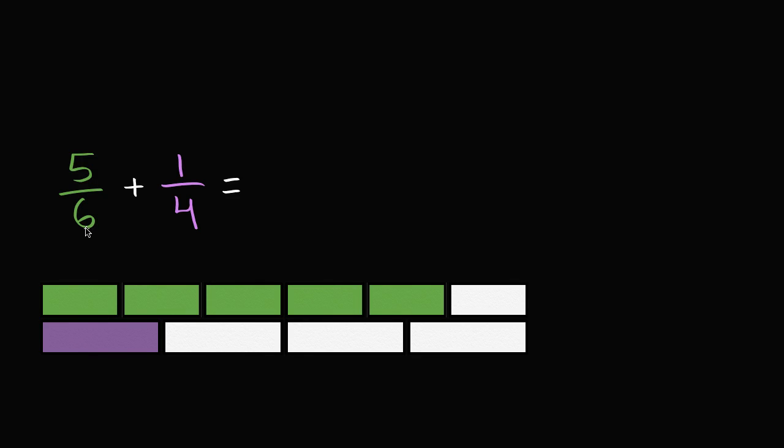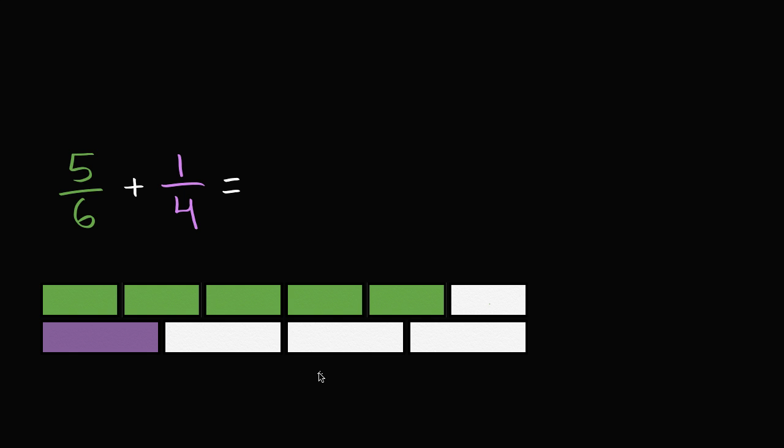Let's see if we can calculate what 5/6 plus 1/4 is. To help us, I have a visual representation of 5/6 and a visual representation of 1/4. Notice I have this whole broken up into 1, 2, 3, 4, 5, 6 sections, and we've shaded in 5 of them. So this is 5/6. And then down here, we have another whole, and we have 1 out of the 4 equal sections shaded in, so this is 1/4.